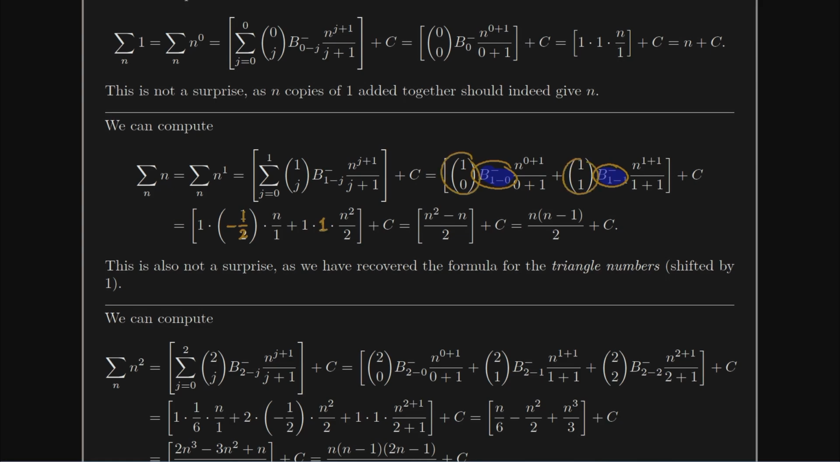The first entry in the first row of Pascal is going to be 1. The second entry in the first row is going to be 1. And then my denominators are going to be 1 and 2 with their respective powers of 1 and 2. So if I formulate all of those and compute them out, I end up with n squared minus n over 2. Or if I simplify a little bit, n times n minus 1 over 2, which is in fact the formula for the triangle numbers, technically shifted by 1, and that's because of the way the finite difference is defined. So that's kind of cool that we do recover that formula for the triangle numbers.